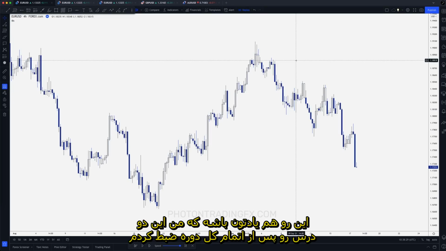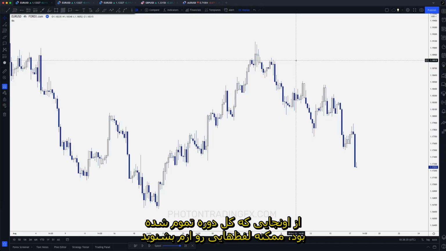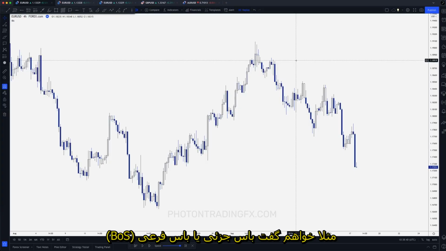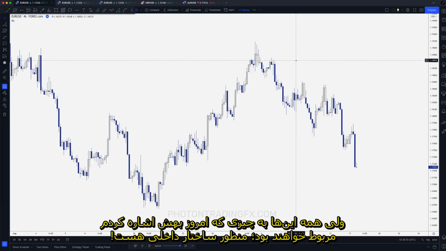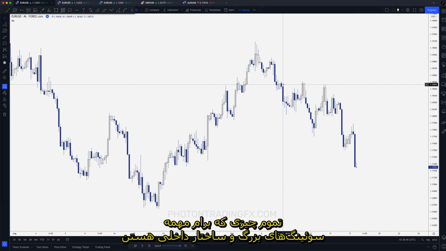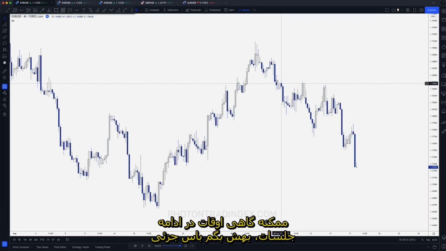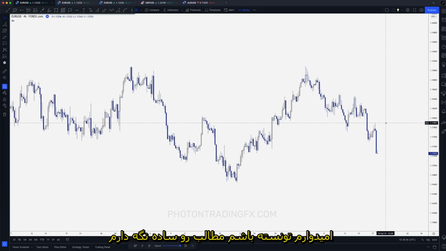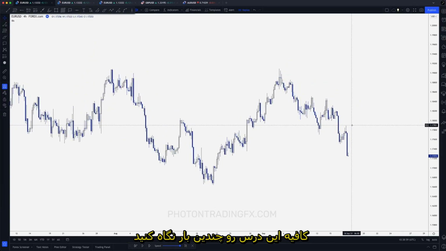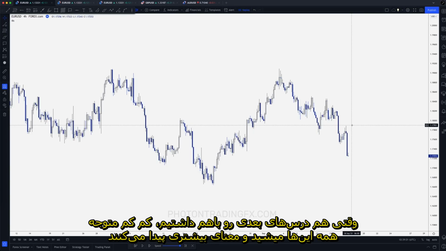Just remember as well, I've added this lesson and the next lesson ad hoc to the course since it was initially filmed. So you may hear me refer to minor breaks of structure or substructure breaks, but all I'm referring to is what we've gone through today in this lesson: the internal structure. All I care about is the big swings and the internal structure, and I just refer to that as minor structures. Hopefully that helps you keep things simple. If you're a little bit confused, don't worry. Watch this through a few times, and as we go through the next lessons, the penny will start to drop, and you'll see how we read price action.